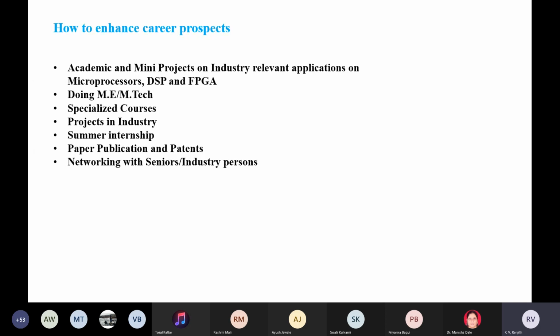That is also beneficial. The reason is that when you do a paper publication, you need to do a lot of literature survey. That will improve your knowledge. So you focus on that, but try to publish in reputable journals. That's very important. Local journals won't help you, and they will not add any value to your resume. Networking with seniors and industry people is very important, because you should know what is there in industry and what things are expected by the industry. That's why it's very important.